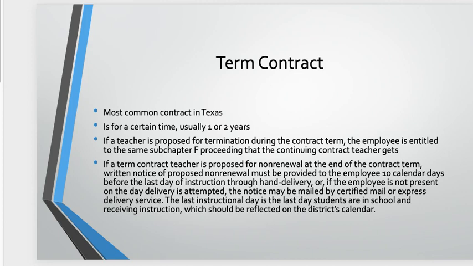The vast majority of Texas schools offer term contracts, and the term contract is for a certain time, usually 1 to 2 years. If the term contract teacher is proposed for non-renewal at the end of the contract term, written notice of that non-renewal must be provided to the employee 10 calendar days before the last day of instruction through hand delivery. If the employee is not present on the day that the delivery is attempted, the notice can be mailed by certified mail or express delivery service.